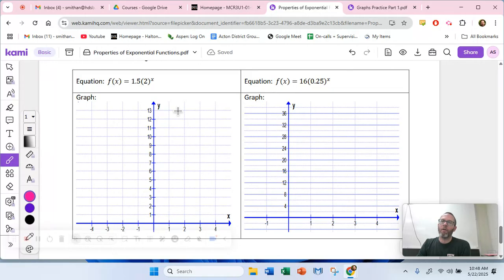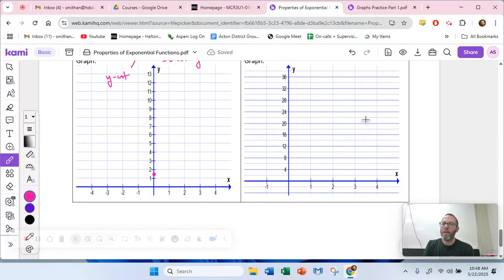So we're going to sketch the function 1.5 times 2 to the power of x. Now you guys know what each thing means. The 1.5 is the y-intercept, and the 2 means we're going to be doubling. So the 1.5 gives you a place to start. So I'll start at 1.5. And then, if you need to use a calculator, that's fine. But every unit you move over, you're going to double that value.